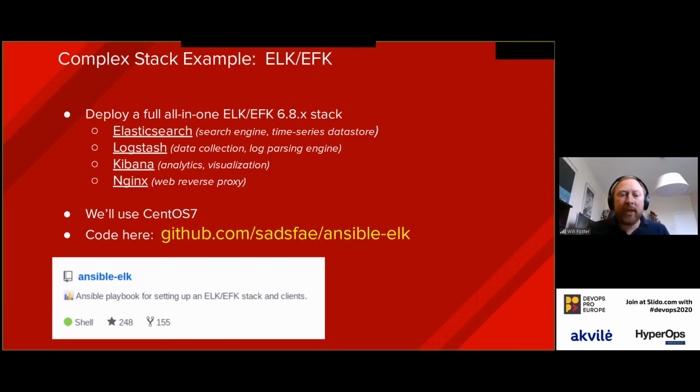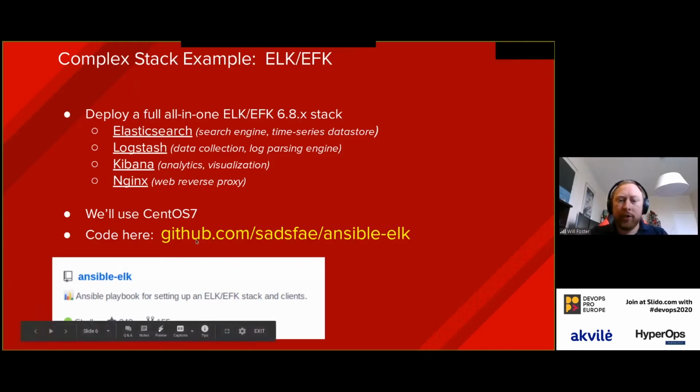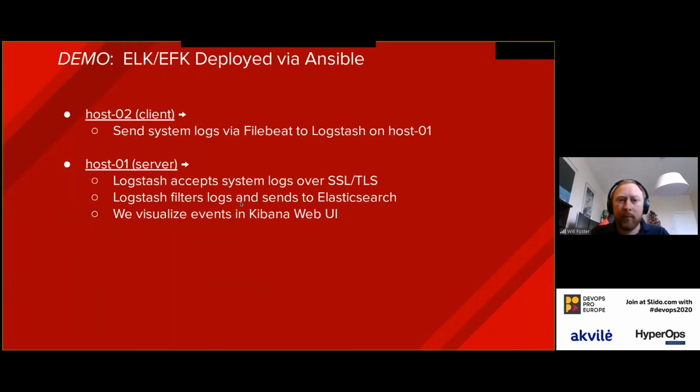And then I've tossed a reverse proxy in front of all this, and I like Nginx, so I'm going to use that. And if you want to look at the code while we're doing this, if you want to do this yourself, it's right here on GitHub: github.com/sadsve/ansible-elk. And this is the playbook that we're going to be cloning and running on our VMs. And let's hope everything goes well.